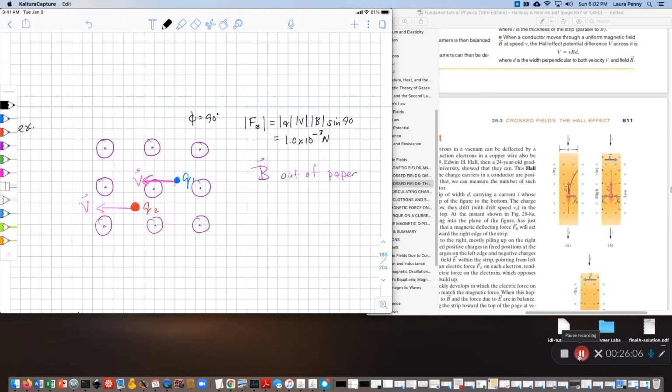Here, if I put my fingers for my positive particle along the velocity, and now I want my fingers to go out of the screen, my thumb is going to be pointing up. Similarly for Q2, I have a negative charge. I have my fingers along the velocity. They curl out. My thumb is pointing up, but this is a negative charge particle, and so F sub B is down.